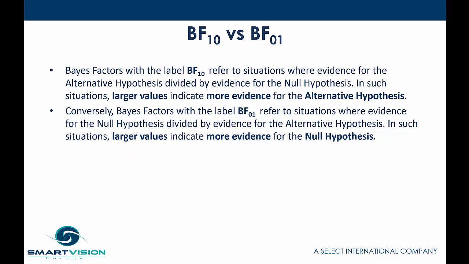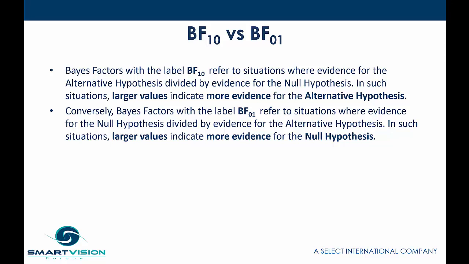Now, Bayes factors with the label BF subscript 10, if you like, refer to situations where evidence for the alternative hypothesis is divided by evidence for the null hypothesis. And in such situations, larger values indicate more evidence for the alternative hypothesis. Sometimes you're going to see Bayes factors with the label BF subscript 01, which refer to situations where it's actually the opposite, where evidence for the null hypothesis is divided by evidence for the alternative hypothesis. In such situations, larger values indicate more evidence for the null hypothesis.